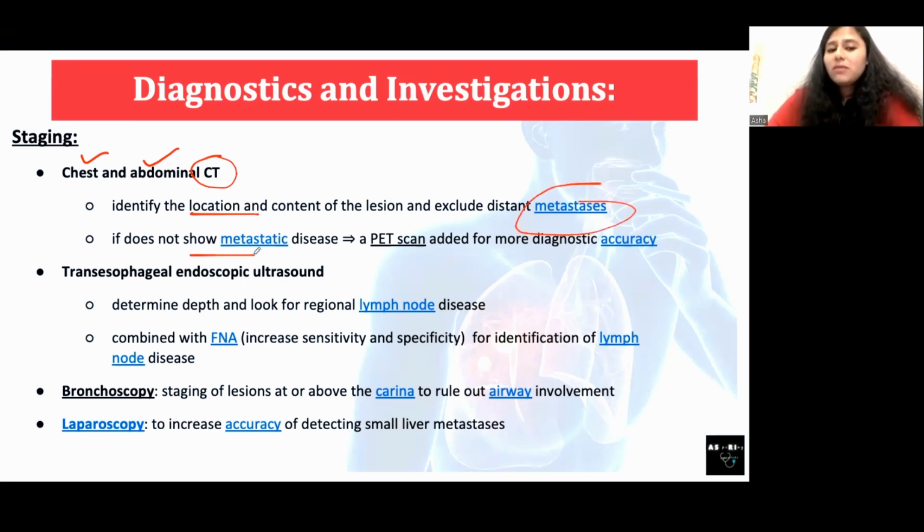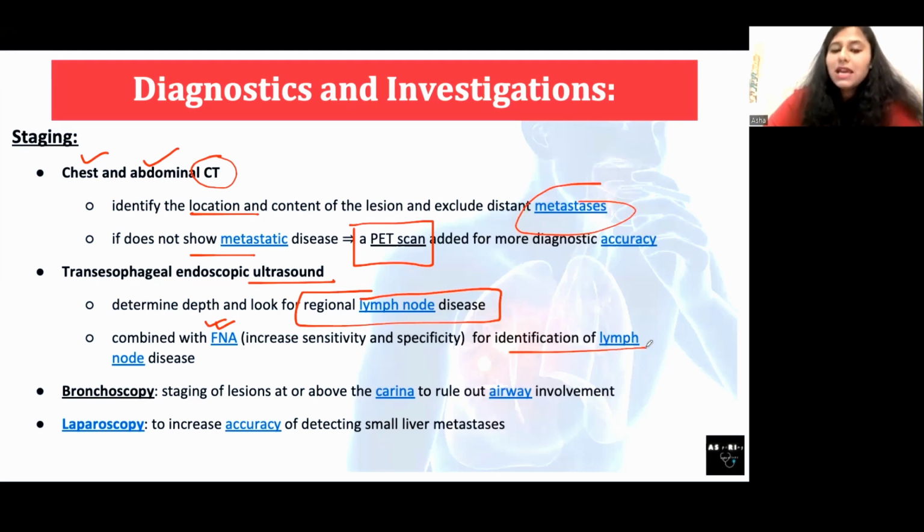And if it does not show metastasis, then we want to keep a PET scan in mind, which could show us more diagnostic accuracy. We can also do an ultrasound, a transesophageal endoscopic ultrasound, and that's going to help us to see any regional lymph nodes. And with that, we have a good scope of doing a fine needle aspiration, FNA, to identify whether any metastasis has gone into the lymph nodes, and identify based on that.